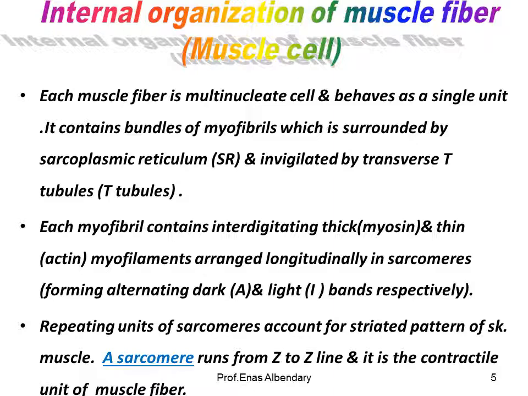Repeating units of sarcomere account for the striated pattern of skeletal muscle. A sarcomere runs from Z line to Z line. It is the contractile unit of the muscle fiber.